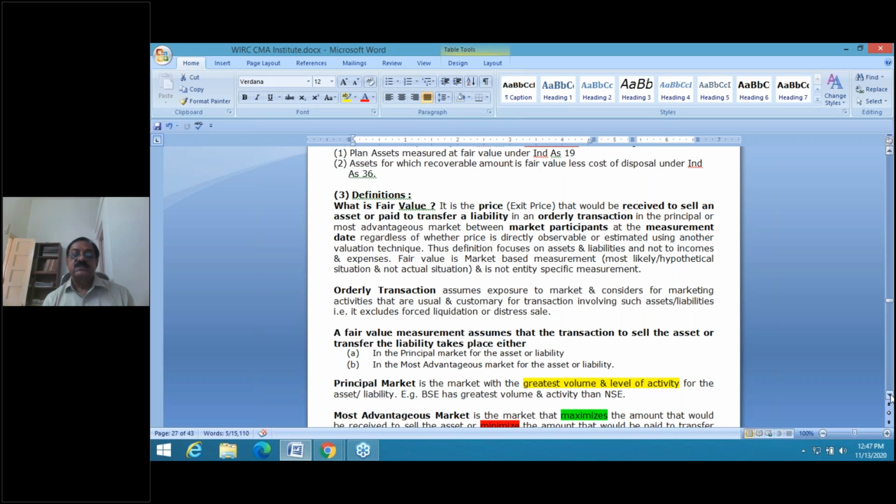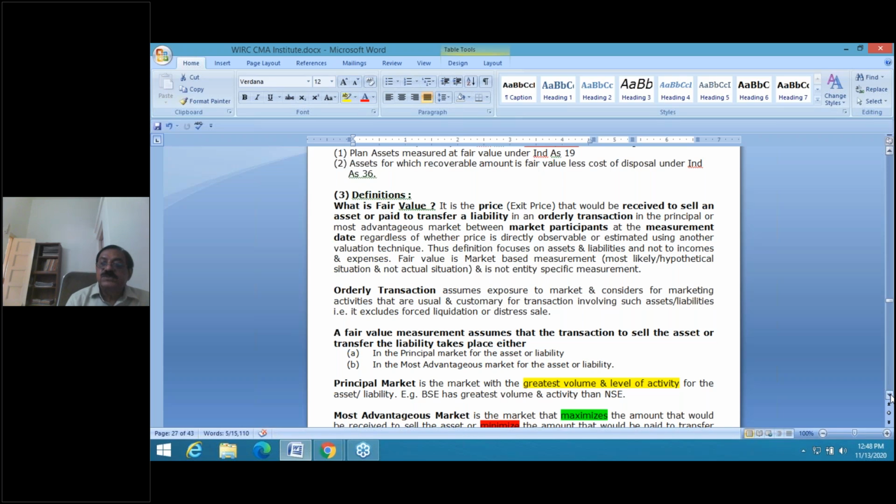Thus, the definition focuses on assets and liabilities and not on incomes and expenses. So fair valuation is always of an asset or liability. The definition also says receive to sell an asset or pay to transfer a liability. It doesn't refer to the fair value of an income or the fair value of an expense. So fair value is a market-based measurement, most likely a hypothetical situation, not an actual situation, and is not an entity-specific measurement. Now friends, what is an orderly transaction?